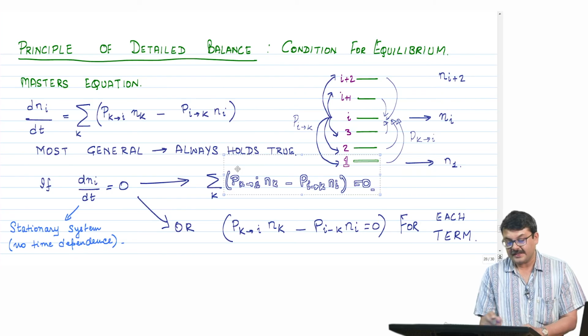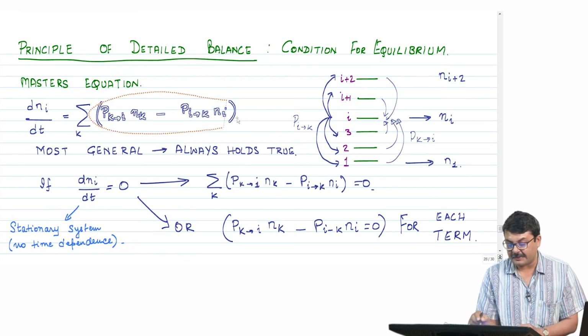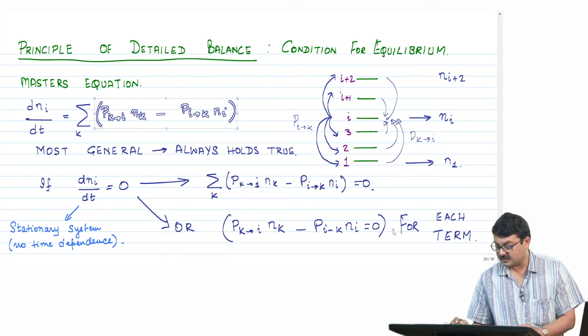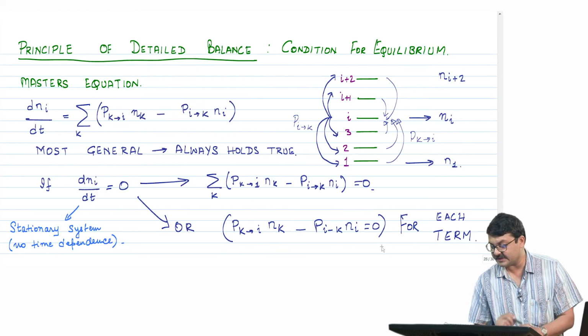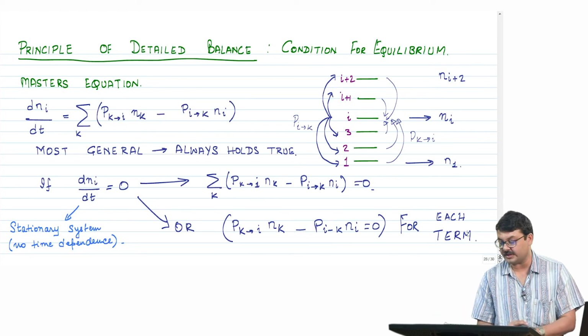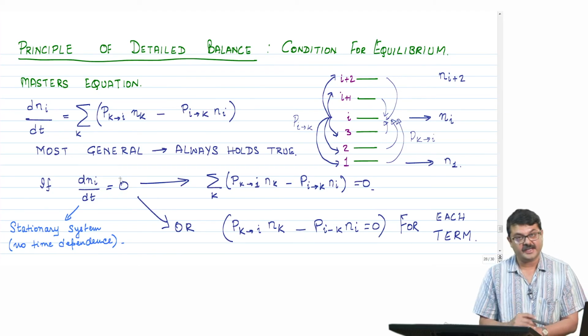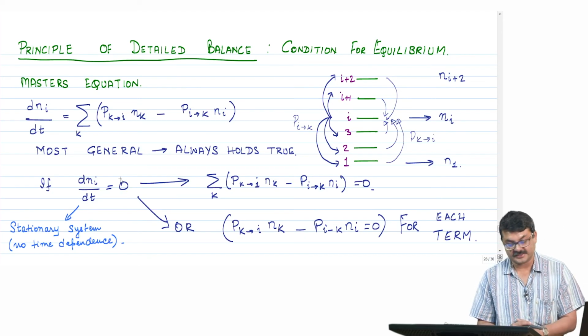Alternatively, if each of these terms in the bracket is 0, so basically this quantity is 0 for each term individually, and then also you could have dn_i/dt equal to 0, which is a stationary state.